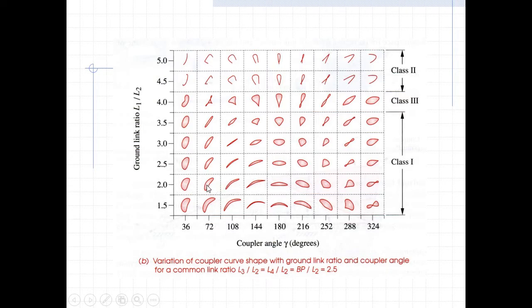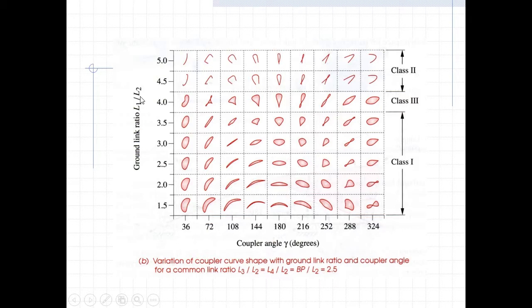On this row, for example, if we want to trace out something that looks kind of like a banana, we need to have a coupler angle gamma equal to 72. So if 2 is our ground link ratio and our coupler angle gamma is equal to 72 degrees, we'll have a class 1 mechanism, which is Grashof, and our coupler point will trace out this path. We'll also find that our other link ratios are as follows: L3 over the crank, L4 over the crank, and BP over the crank are all equal to 2.5.